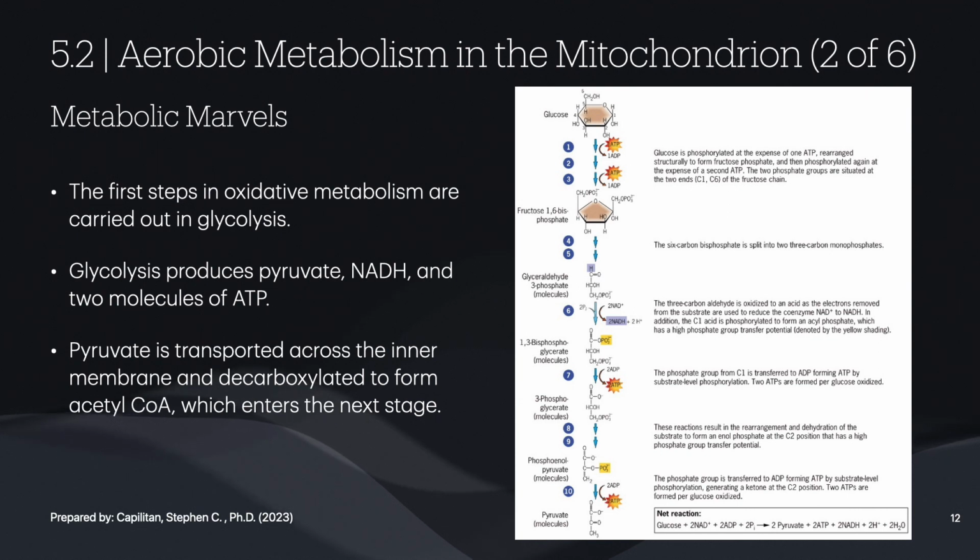These reactions result in the rearrangement and dehydration of the substrate to form an enol phosphate at the end of the C2 position that has a very high phosphate group transfer potential. Lastly, the phosphate group is transferred to ADP, forming ATP by substrate level phosphorylation, generating a ketone at the C2 position, and there are 2 ATPs formed per glucose being oxidized. Glycolysis, remember, produces pyruvate, NADH, and 2 molecules of ATP. Your pyruvate is transported across the inner membrane and then decarboxylated to form acetyl-CoA, which enters the next stage.